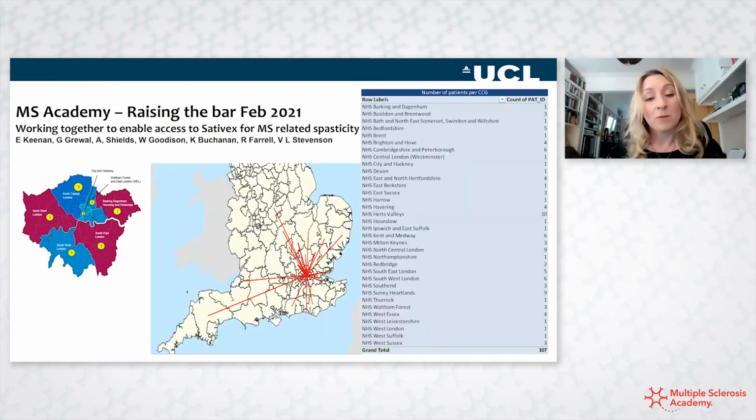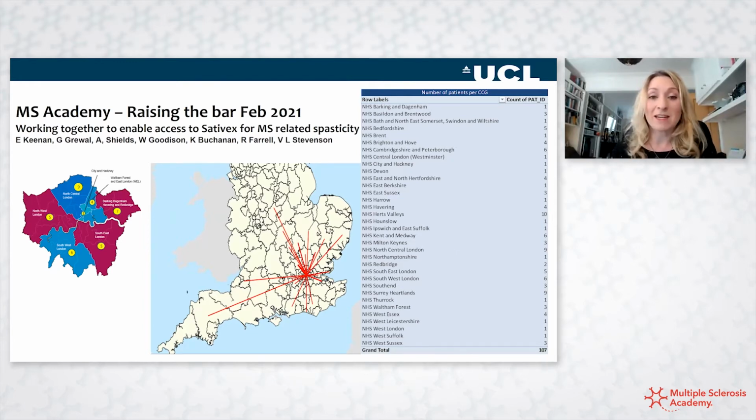Lastly, I'm just going to say that some of you may have seen this poster. Actually, Liz Keenan, our lead CNS for neurodisability and spasticity, led on this poster. And we thought, great, we've got a shared care agreement now for North Central London, and we've 109 people still on this drug that we want to enter into shared care. But then we realized only 9 of these were in North Central London.